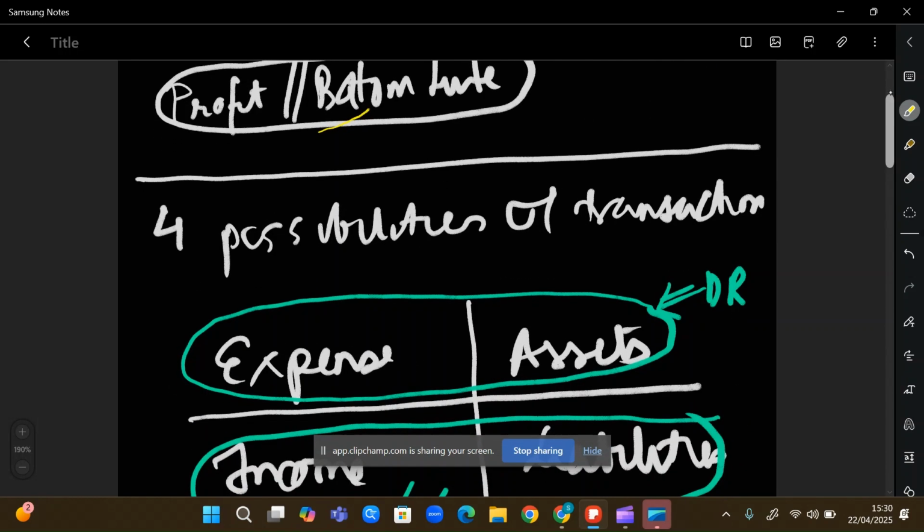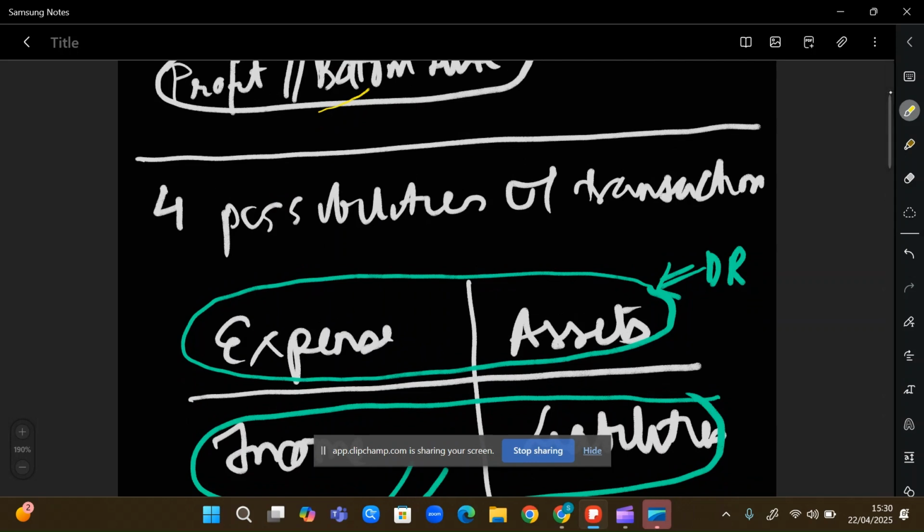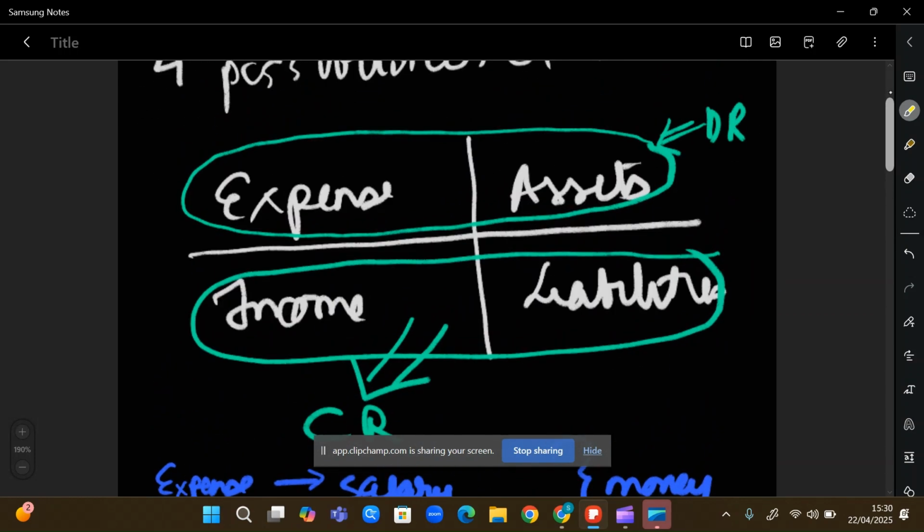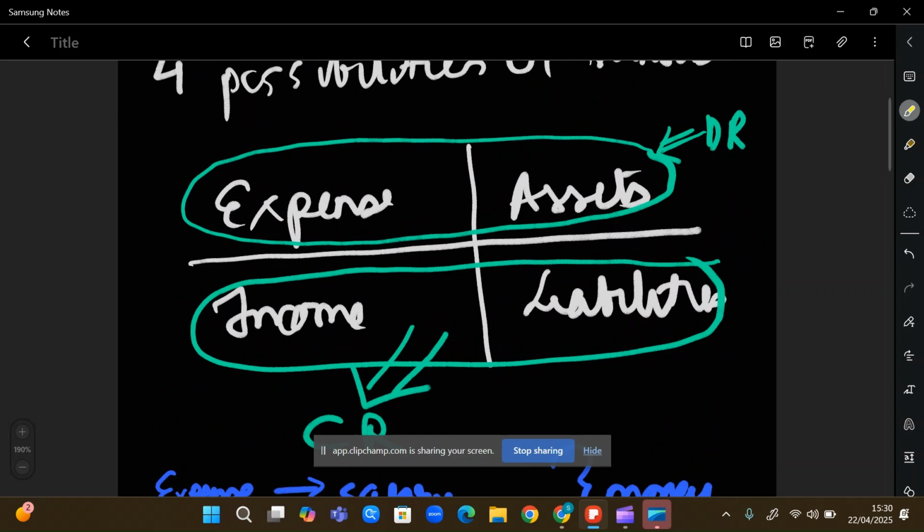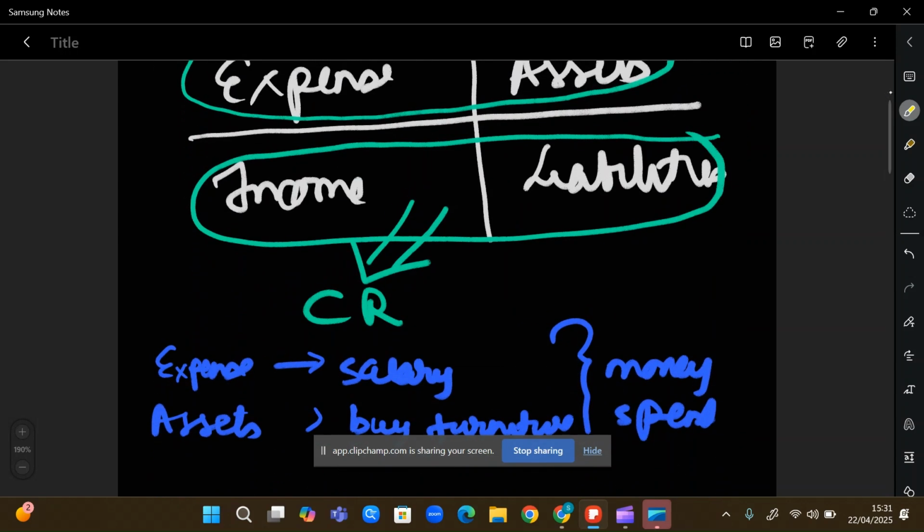There are four possibilities of a transaction. Whenever a transaction happens, these are the only four possibilities: either it would be expense or income or asset or liability. Expense and assets are called debit transactions, while income and liabilities are called credit transactions. Expense is such as when we give salary to employees, or buy assets such as furniture. In both cases, money is being spent, money is going out.